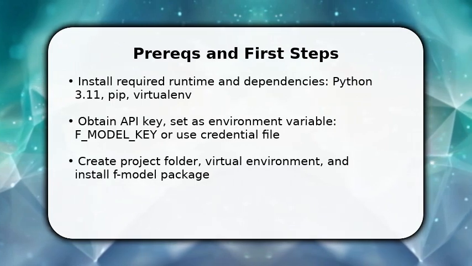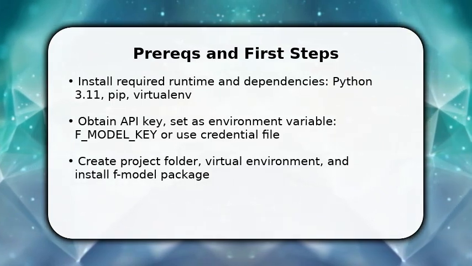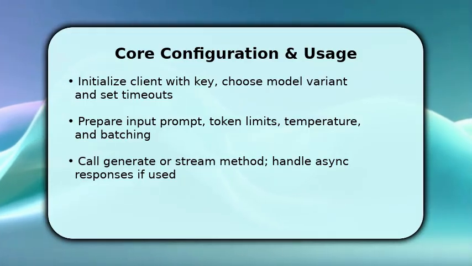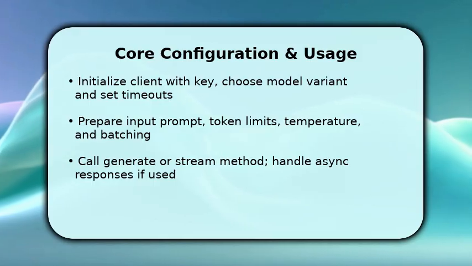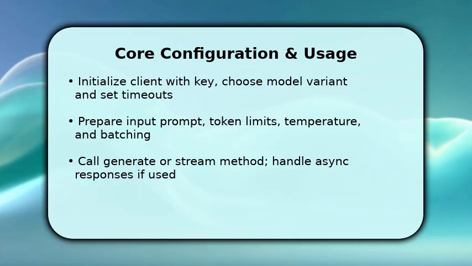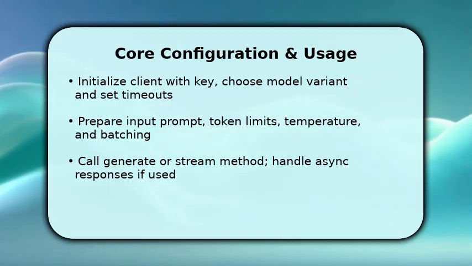You now configure the client and craft your first request. Initialize the fmodel client with your key, pick the correct model variant, and set sensible timeouts. Then prepare the input prompt, specify token limits, temperature, and batch size so results match your intent.